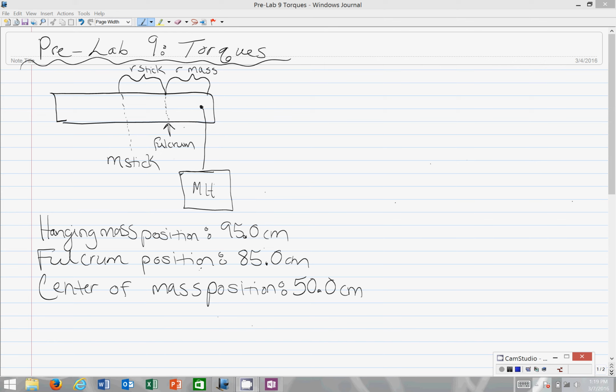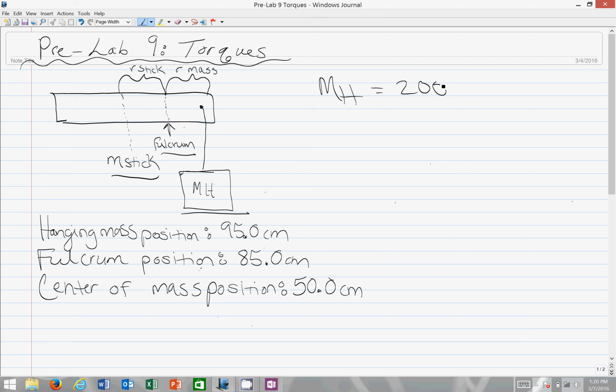Our first problem is going to be illustrating torques due to hanging mass on a meter stick. We're given several variables already. We know that the center of mass of our stick is located at 50 centimeters. We know that the fulcrum is located at 85 centimeters. And we know that our hanging mass is located at 95 centimeters. We're also given the mass of the hanging mass, which is 200 grams. And we need to find the mass of the stick.